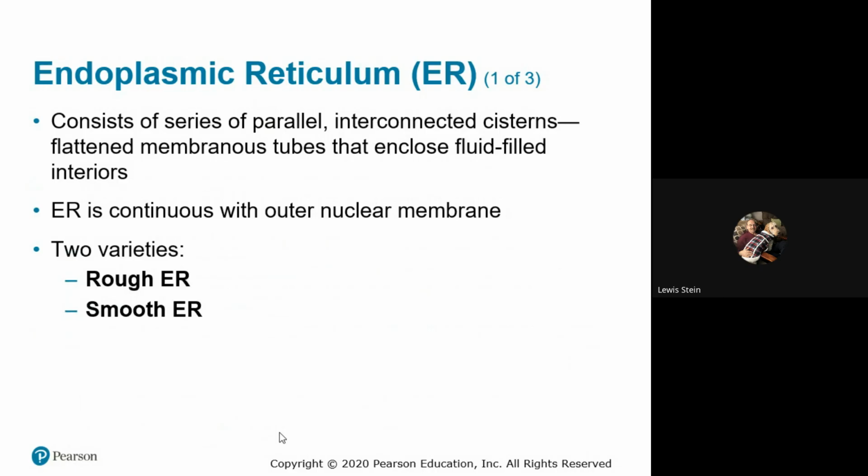And what's in there, it has two areas, and they're basically the same. Rough endoplasmic reticulum is where those ribosomes are bound. It's not rough to the touch or anything like that. I don't think anybody's ever touched it. It's so tiny. But microscopically, it looks like it has little dots on it. And smooth endoplasmic reticulum is just membrane.